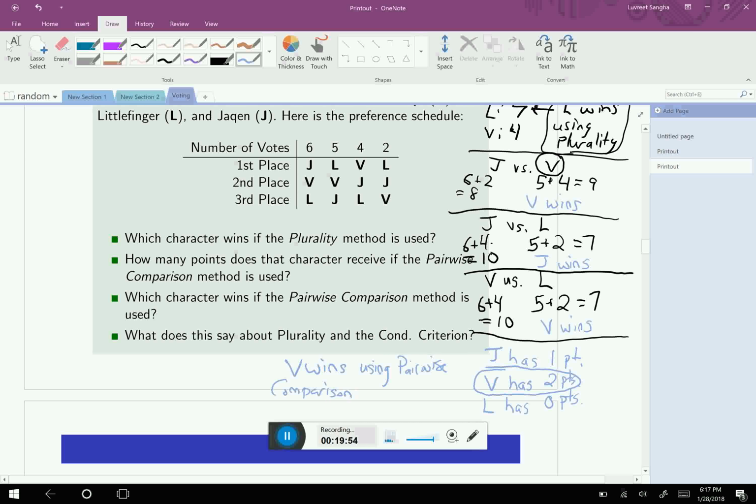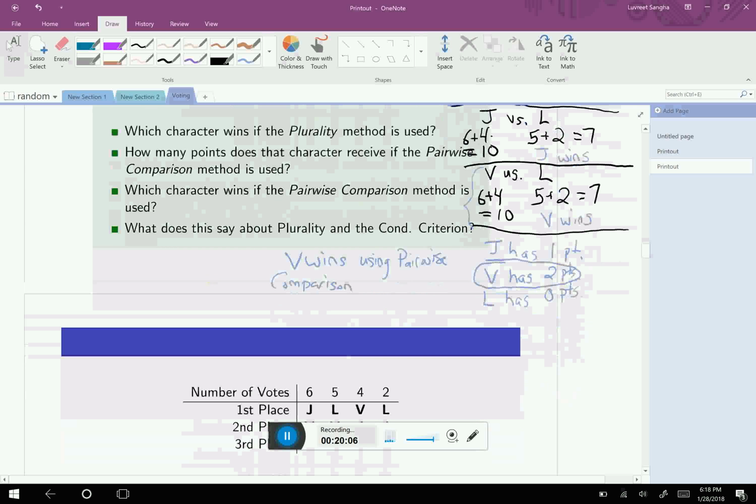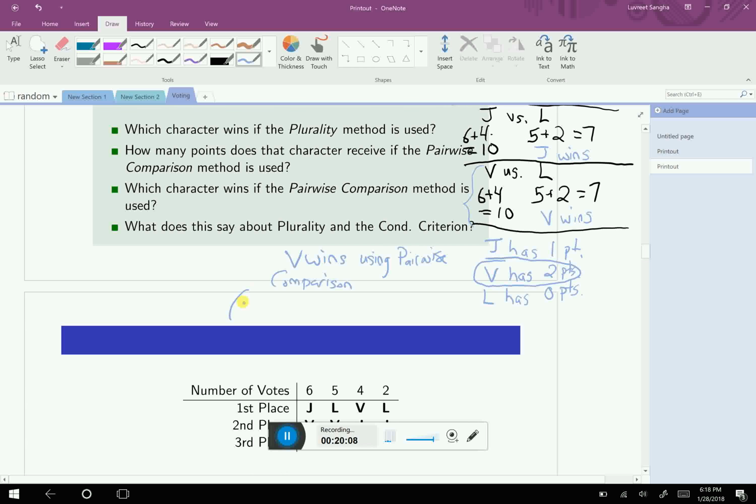And in fact, V won both of his matchups because V beat L and V beat J. If somebody wins all their matchups, they're a Condorcet candidate. So V actually is a Condorcet candidate. So I'm going to put that in parentheses here. So V is a Condorcet candidate.